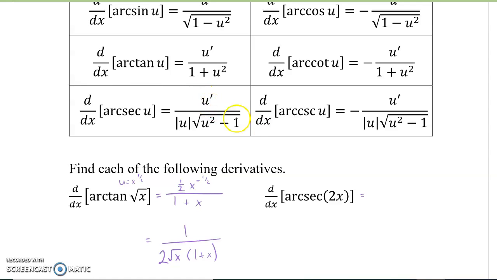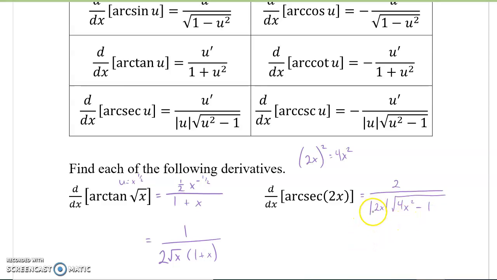We have u prime, which is 2, over the absolute value of u, which is the absolute value of 2x. And then we have the square root of, just be careful here, make sure that when we square 2x, you're squaring both the 2 and the x, so you get 4x squared. So we get 4x squared minus 1.